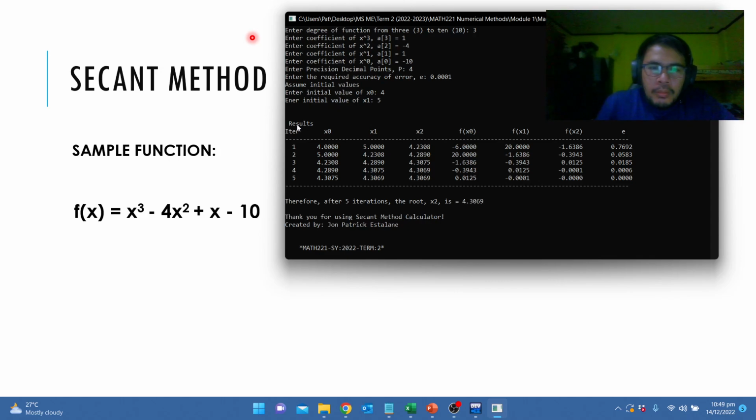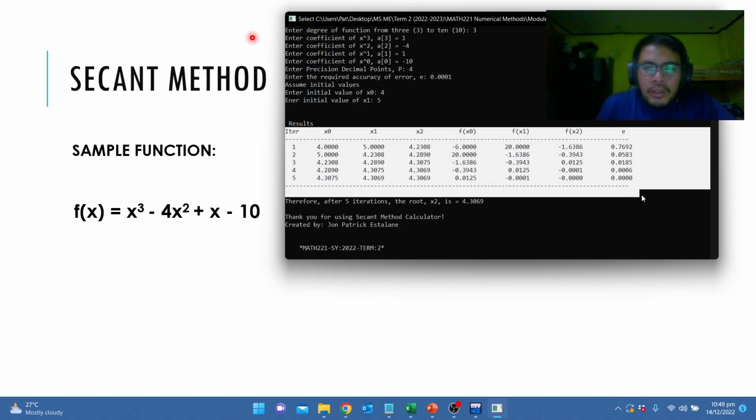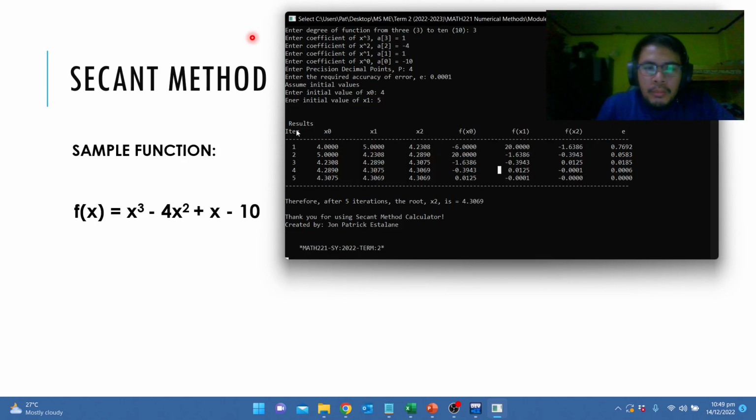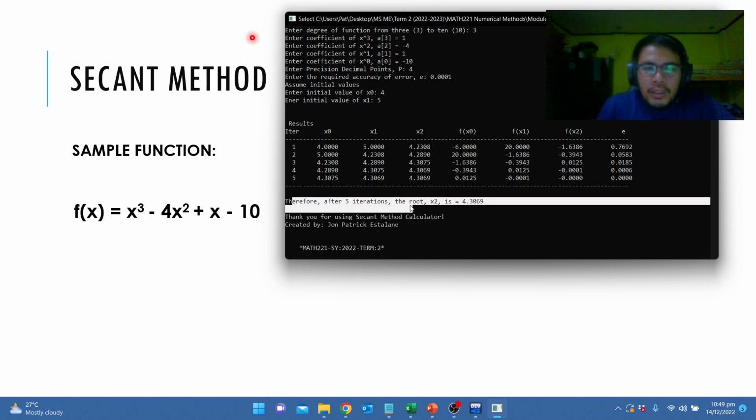Comparing it to our video lectures, this is the table that we're always using. There's the iteration number, the x sub 0, which is the initial value of x, the x sub 1, x sub 2, f of x sub 0, f of x sub 1, f of x sub 2, and the error of each iteration. We've reached the fifth iteration, satisfying the error condition of 0.001. So after 5 iterations, the root x sub 2 is 4.3069.